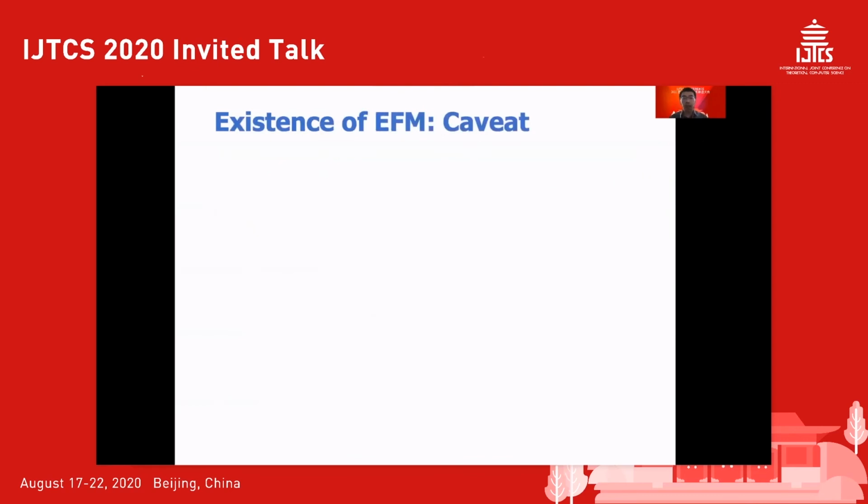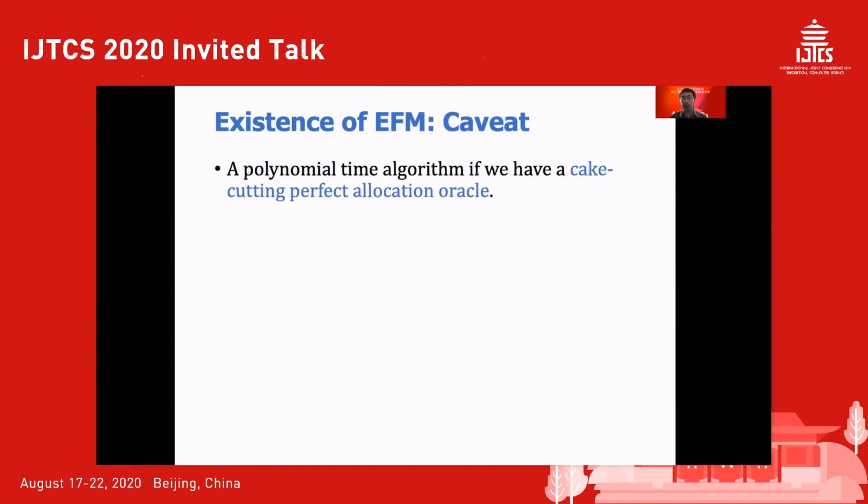All right, so now we have shown the existence of an EFM allocation via a constructive algorithm. But as I said, it has a caveat. We say this is a polynomial time algorithm, but only if we know how to find perfect allocations in K time.